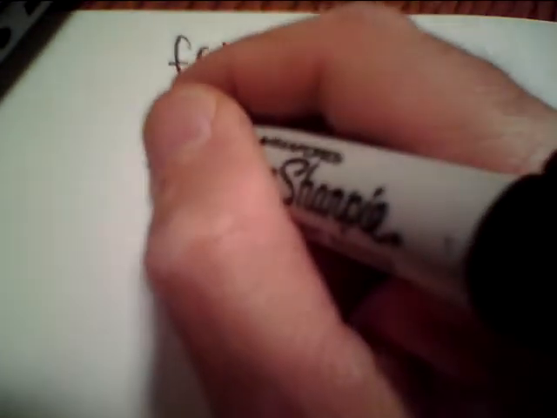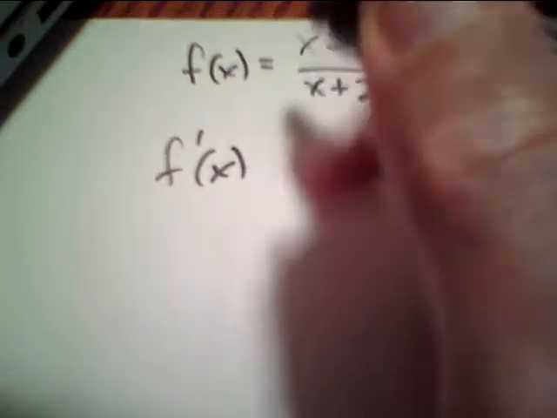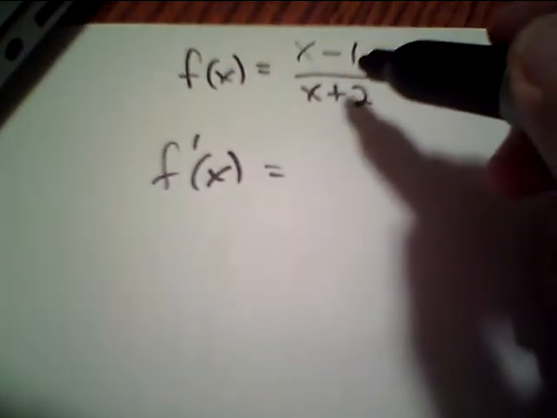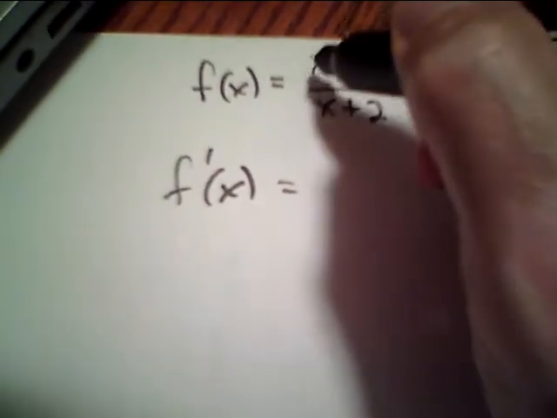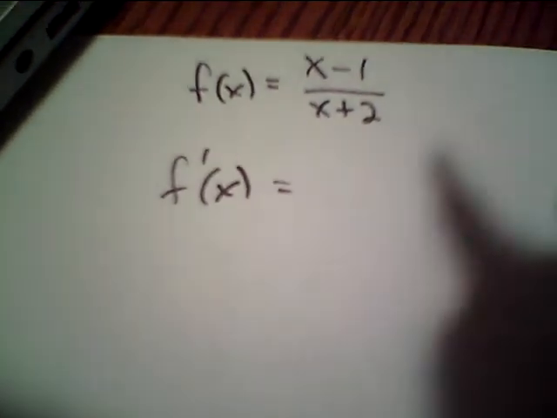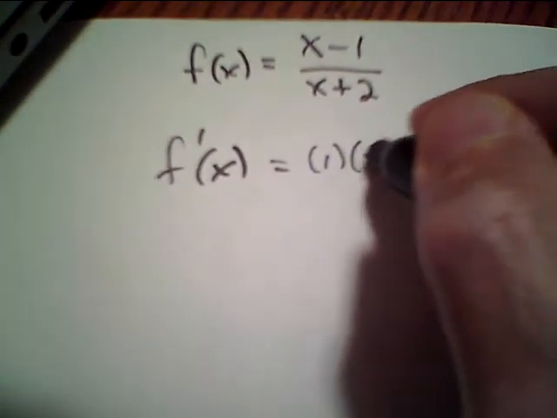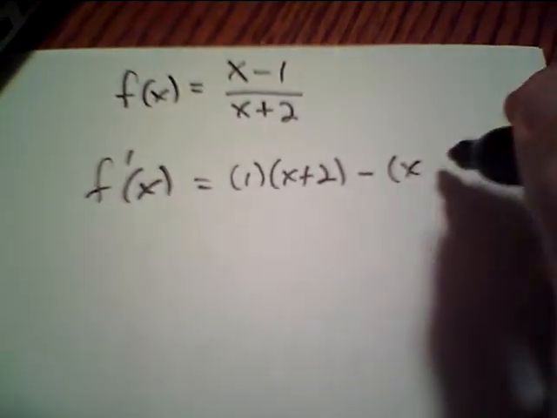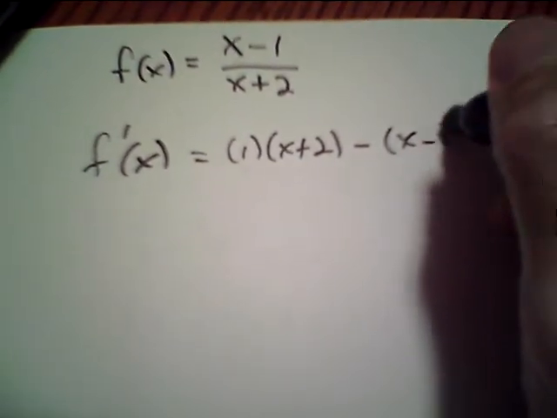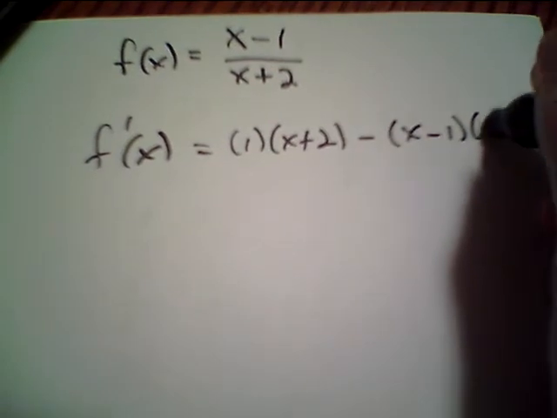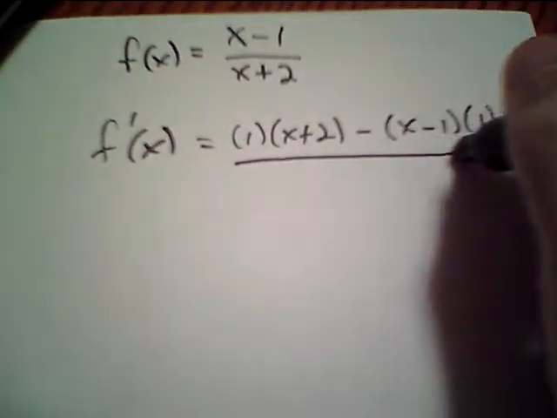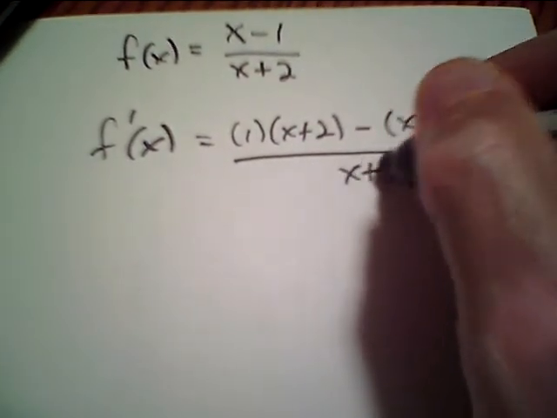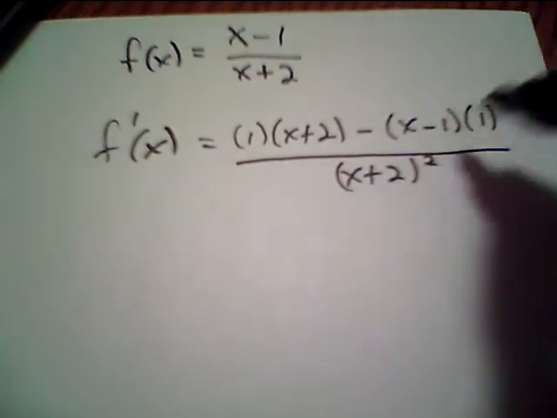So first thing I'm going to do is take the first derivative, and here I use the quotient rule. So the derivative of x minus 1 is simply 1. Then I have an x plus 2 minus x minus 1 times the derivative of x plus 2, which is simply 1. And then I have, this is over x plus 2 quantity squared.